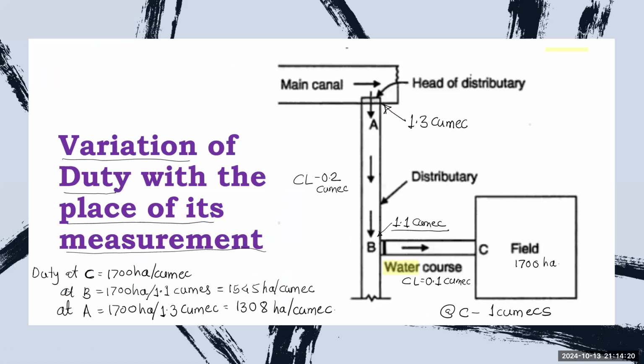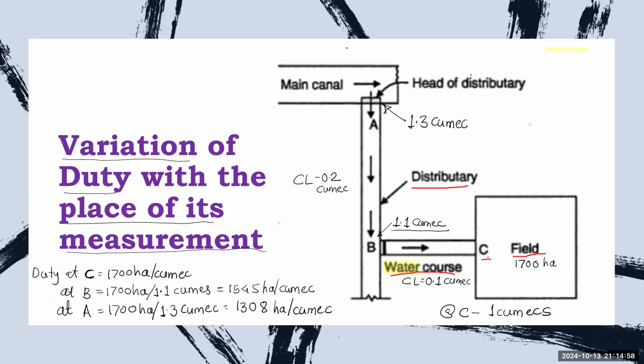Before that, let us know how the duty changes with its place of measurement. At first, carefully observe this figure. What we can see here is a main canal which supplies water to the distributory. This is the main canal. Distributory supplies this water to the water course. And assume that through the water course, water reaches the field at point C.